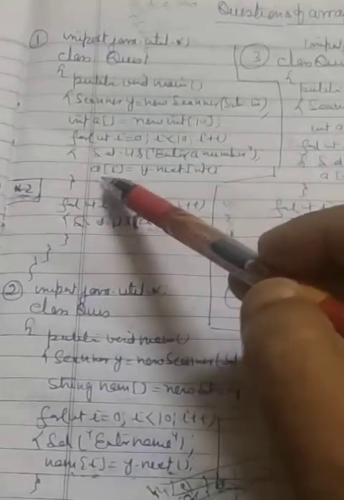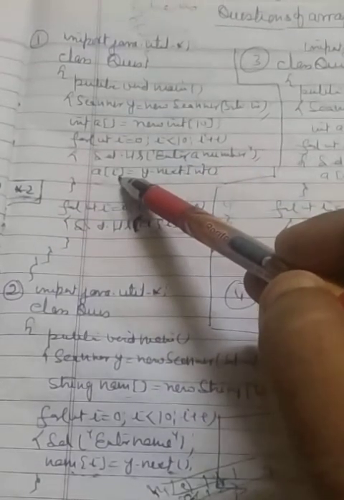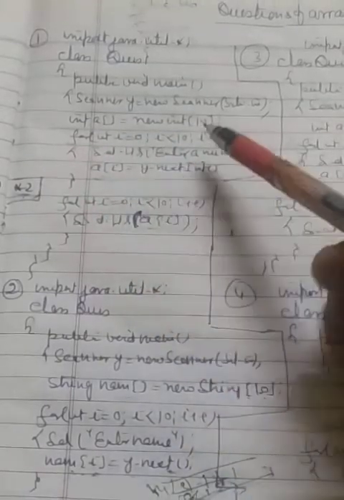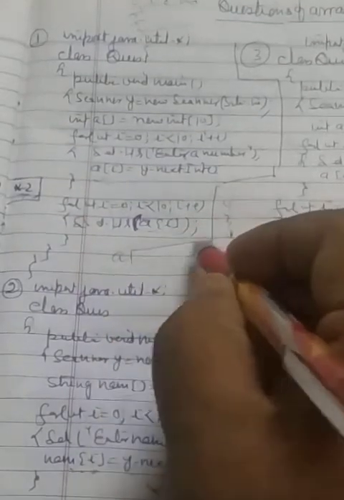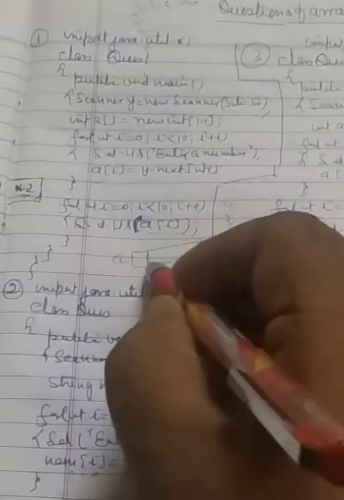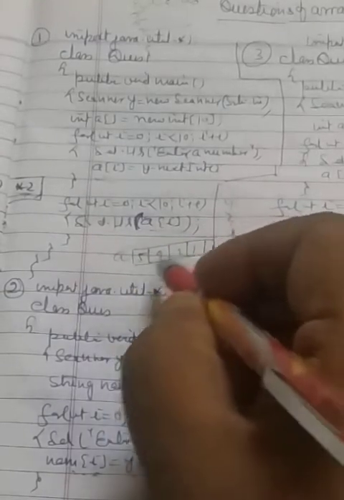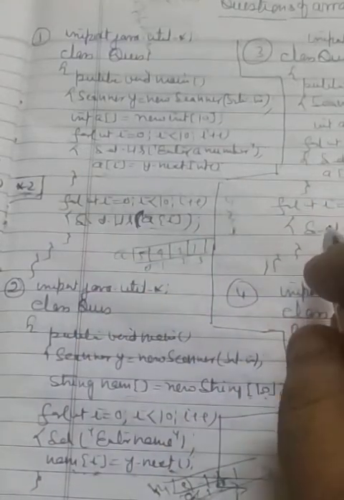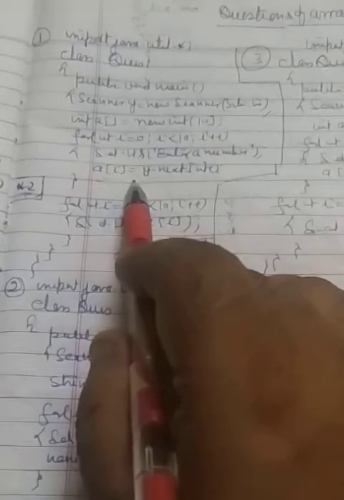Enter a number. If the value of i is 0, the first number will be entered into the A0 location, then the A1 location and A2 location, and this way your array A will be filled like this: first number 5, 9, 2, 1, at 0 position, 1 position, 2 position, 3, and so on. It will be filled up. Now, we have to print these numbers.